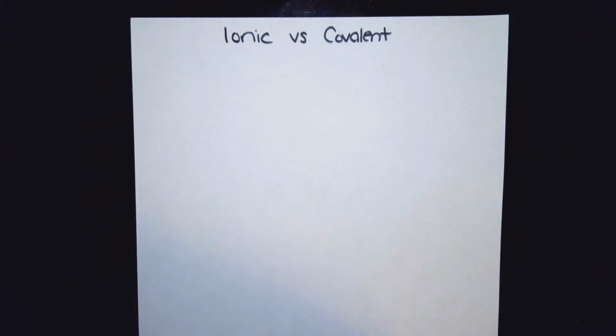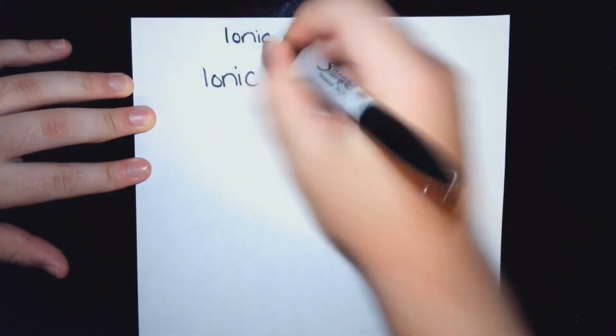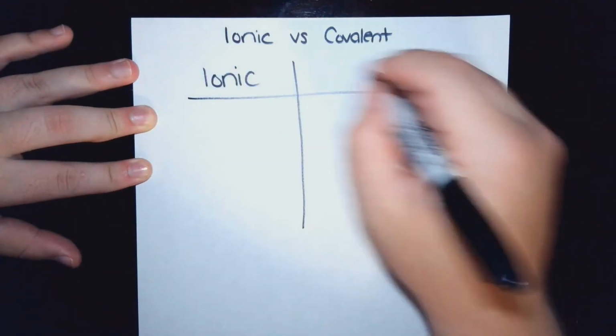In the video where I went over the periodic table, I mentioned that I would go further in depth on the difference between ionic compounds and covalent compounds. So this is me fulfilling that promise. I'm going to set up a little table: ionic and covalent.